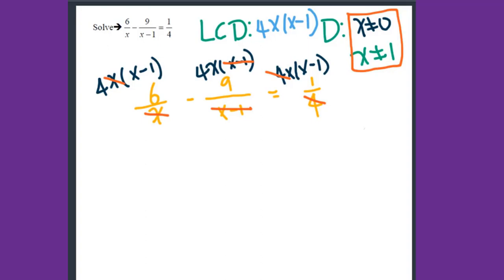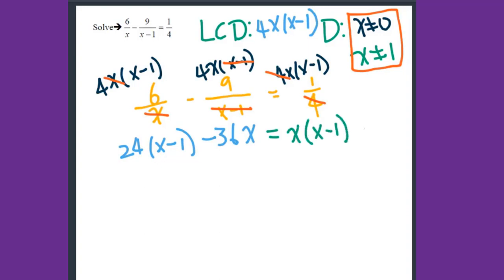So what's left on top? 4 times 6 is 24 times x minus 1. For the second one, you have 4 times 9, that means minus 36x. Then equals what's left: x times x minus 1. Then we do the distributive property now: 24x minus 24 minus 36x equals x squared minus x.